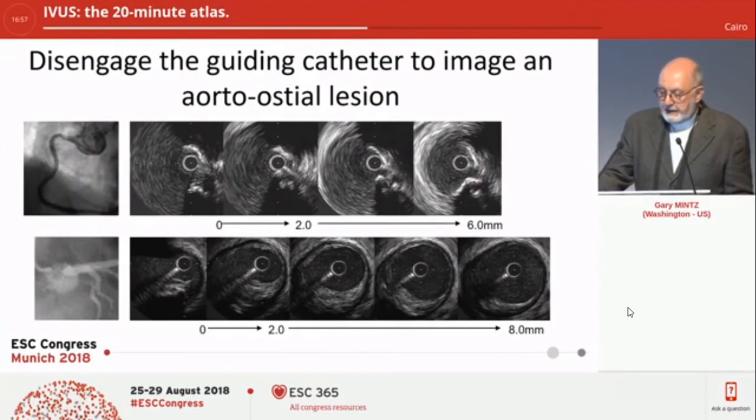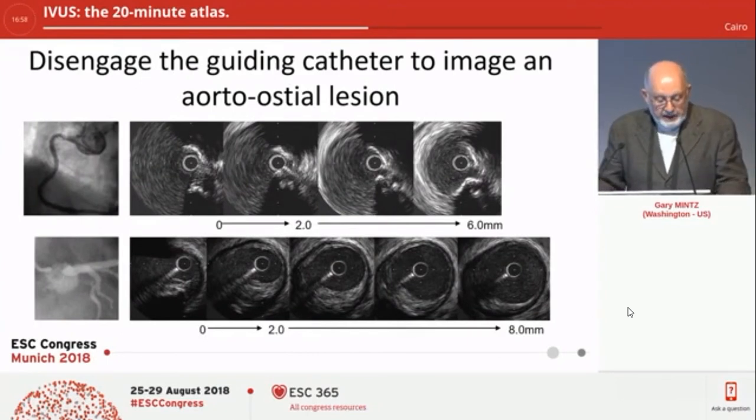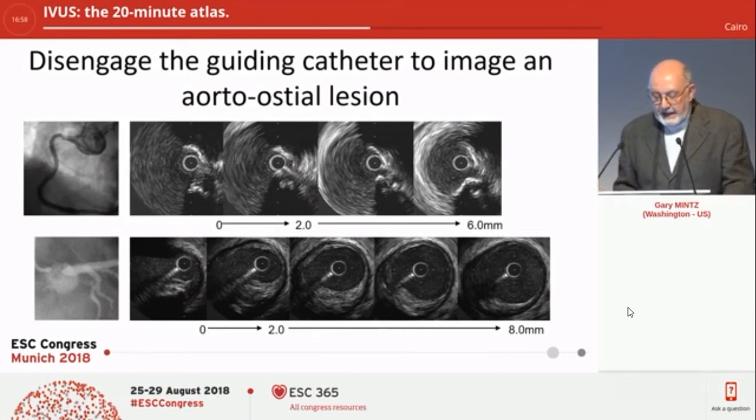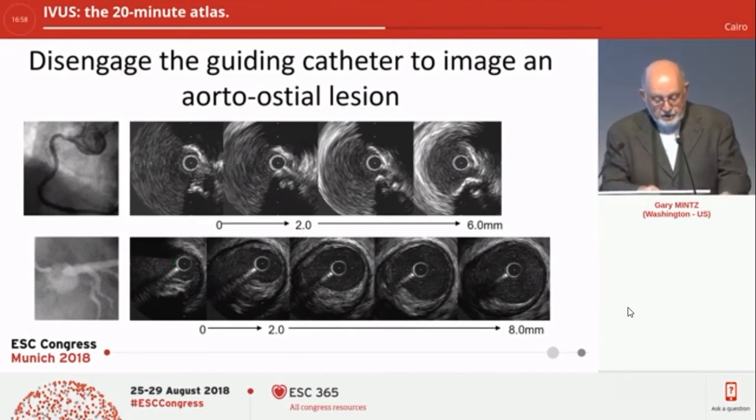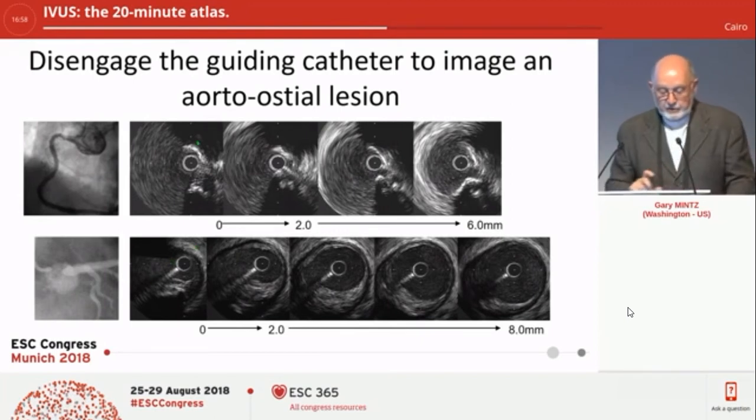A couple of technical aspects I think are important. When you're imaging the aortoostial junction, you must disengage the guiding catheter. So here's a calcific nodule at the ostium of the right coronary artery, and you can see the pullback from the proximal to the ostial right. We see the aorta. So we've seen a transition from the proximal to the aorta. And here at an ostial left main lesion, again, transition from the left main to the aorta, we see the aorta. So that means the guiding catheter has been disengaged, and we can see the true aortoostial junction.